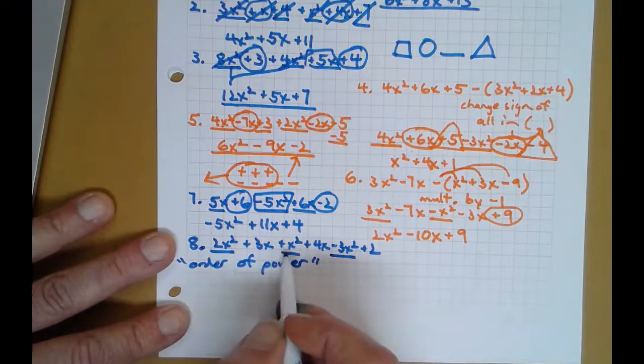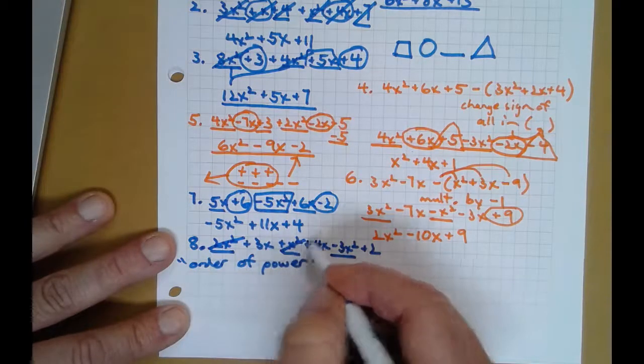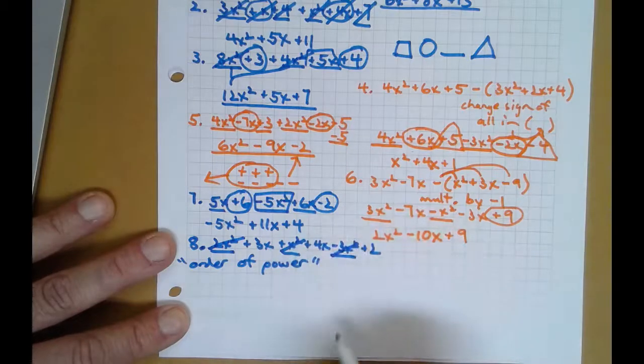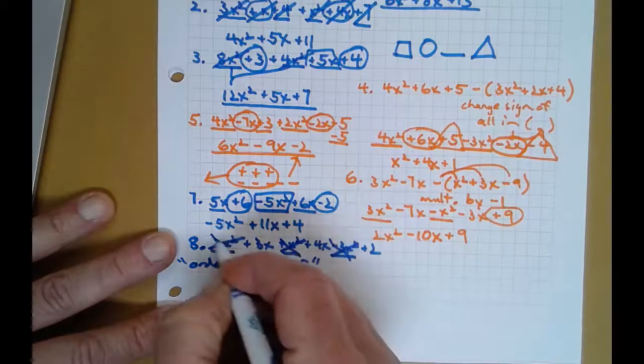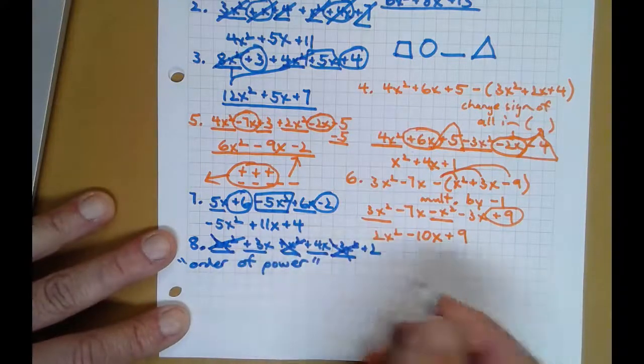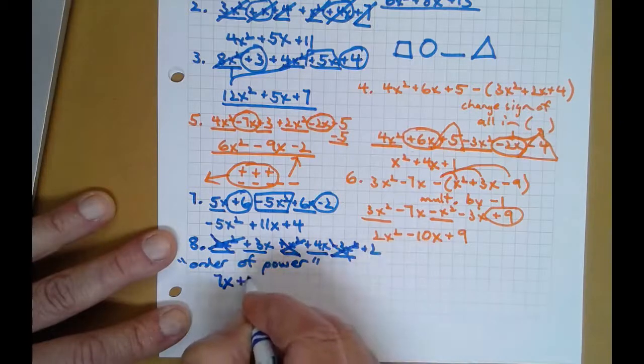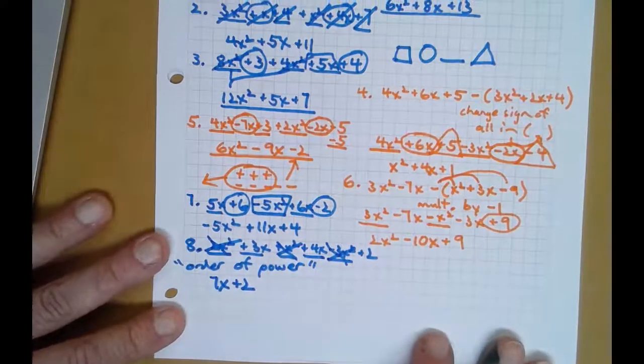2x squared plus x squared makes 3x squared. Minus 3x squared leaves us with nothing. They add up to 0. Okay? Make sure you see that. 3x and 4x makes 7x. And there's the 2. Okay, we got up to number 8.